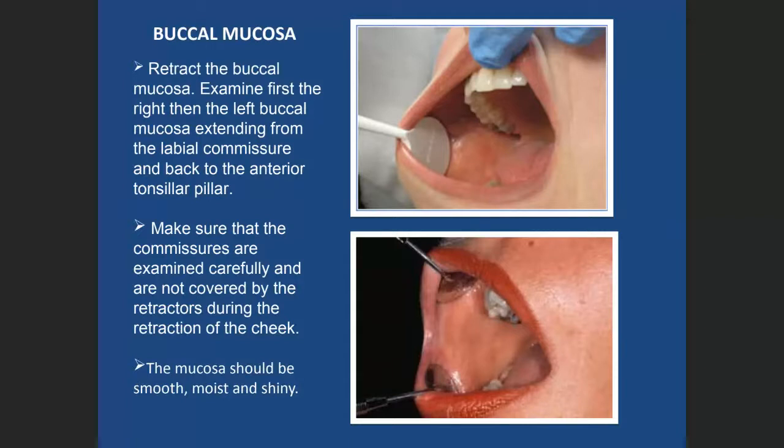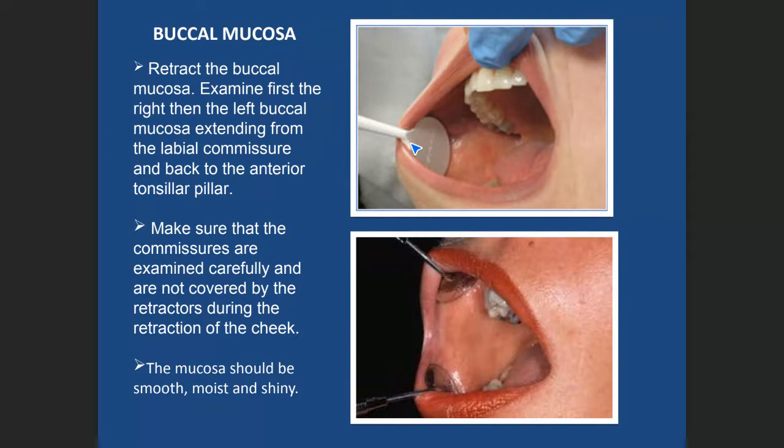Next is buccal mucosa. How do you check for buccal mucosa? You ask the patient to open the mouth and retract the cheek with the help of retractor or your mouth mirror. But make sure when you are examining it that this part will be covered with the retractor. So make sure you move it up and down so you don't miss any finding in this particular area, because this area is covered.